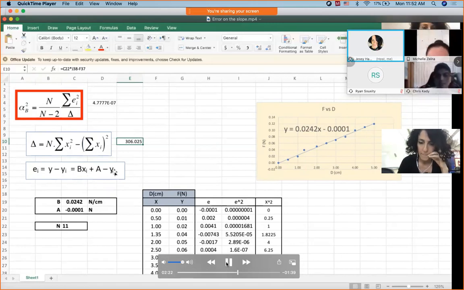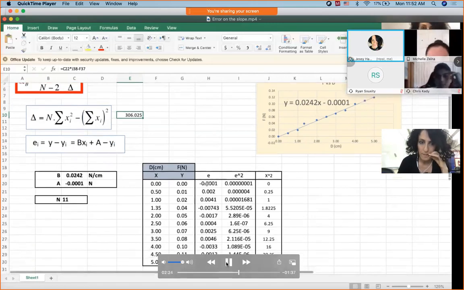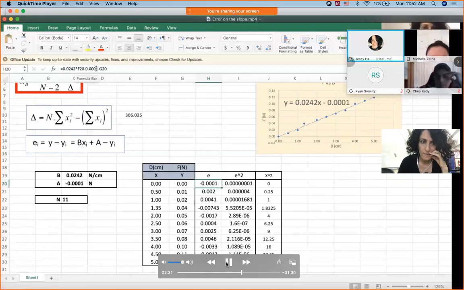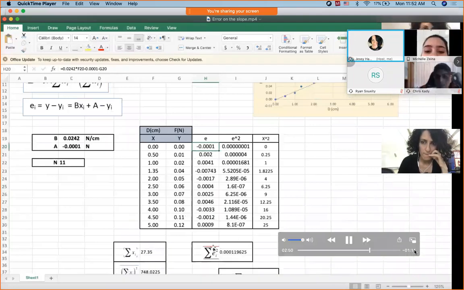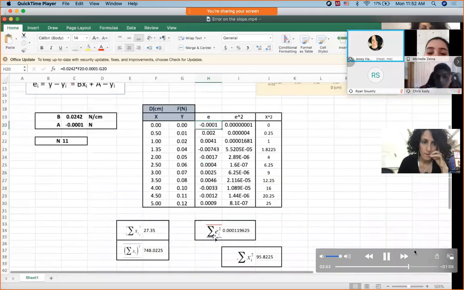If you click on E, you see it is the slope times the x plus the y-intercept minus y. So b times x1 plus a minus y1. This is E1. And then I drag for all of these. Then I square each. Then I add them up. So this is the sum of all these. This is sigma ei squared. So I have sigma ei squared, I just plug in the values.